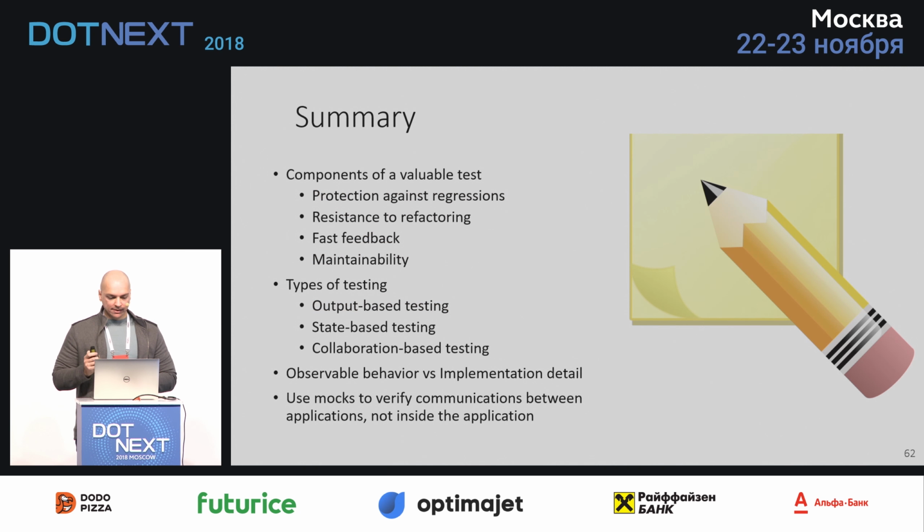All right, so let's summarize. We discussed the components of a valuable test. They are protection against regressions, resistance to refactoring, fast feedback, and maintainability. Together they provide you with a universal frame of reference that you can use to analyze any test in your test suite. We also discussed three types of unit testing: output-based, state-based, and collaboration-based testing, the most valuable of which is output-based testing.